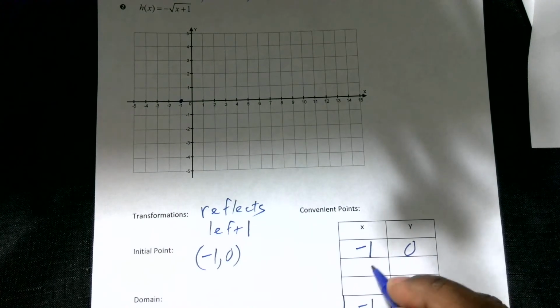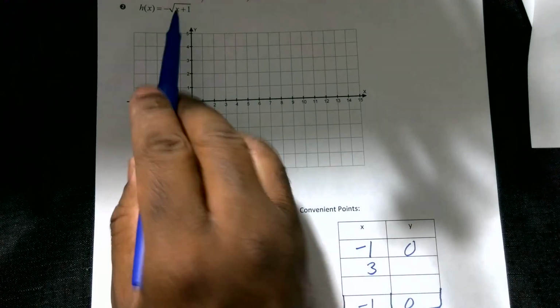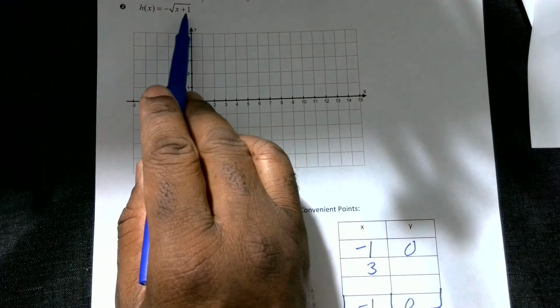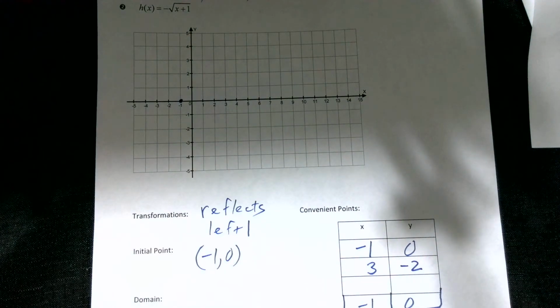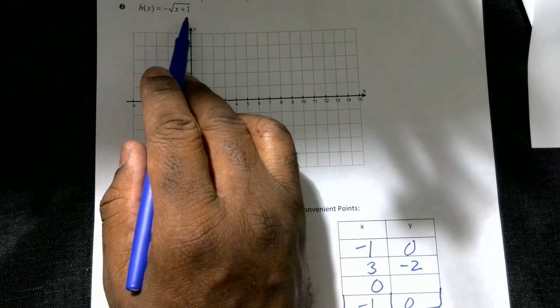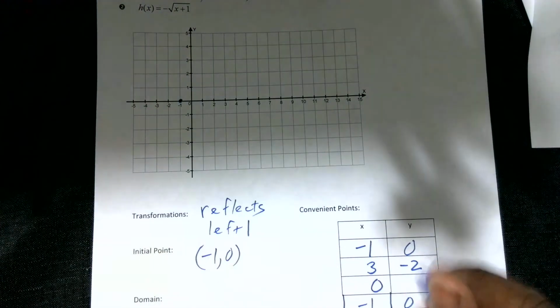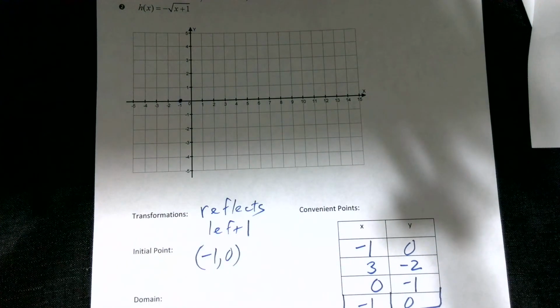Then we could try 3 for x. 3 plus 1 is 4. The square root of 4 is 2. And then that'll give us negative 2. And then we can also try 0. 0 plus 1 is 1. Square root of 1 is 1. And the opposite of that is negative 1.